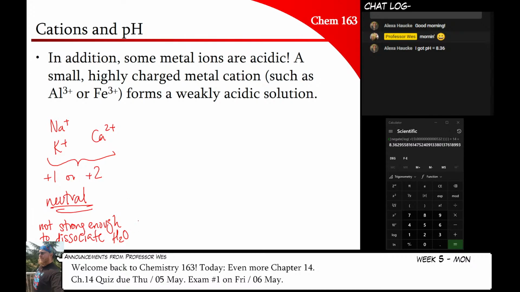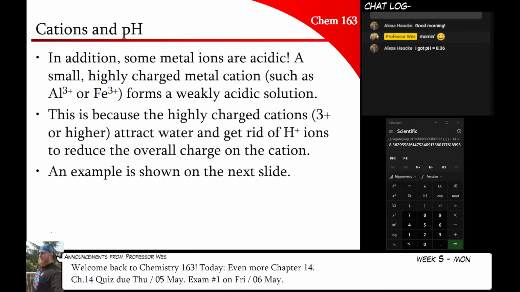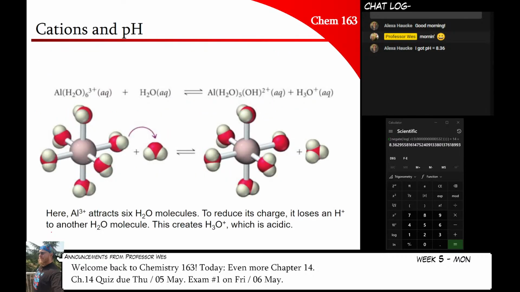But if you have something that is +3 or more, then you end up getting a weak acid. So these, because they're +3 or more, are acidic. Now, how does that work in terms of a picture? Let's show a picture of this, because I believe I should have a picture. Oh, it's on the next slide. Here we go. Here's what happens.